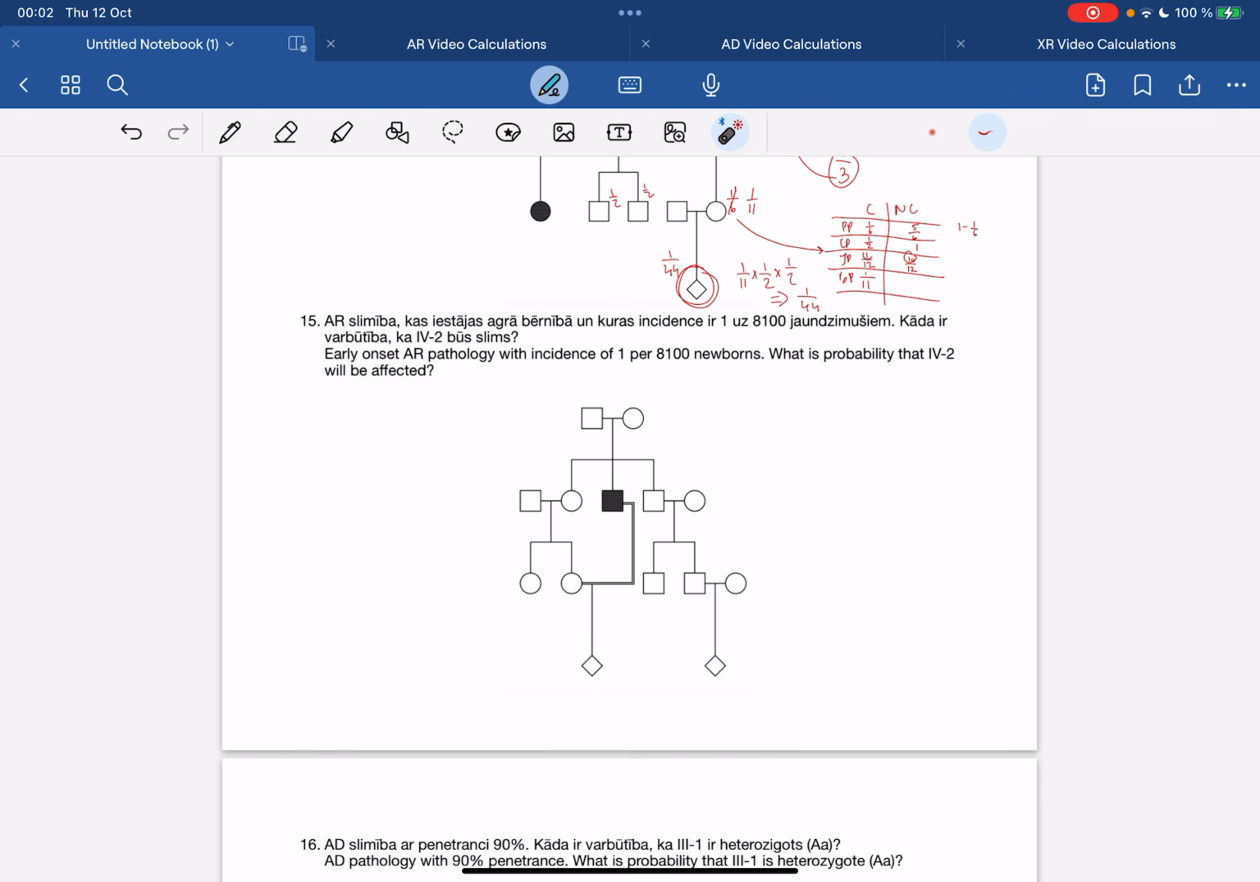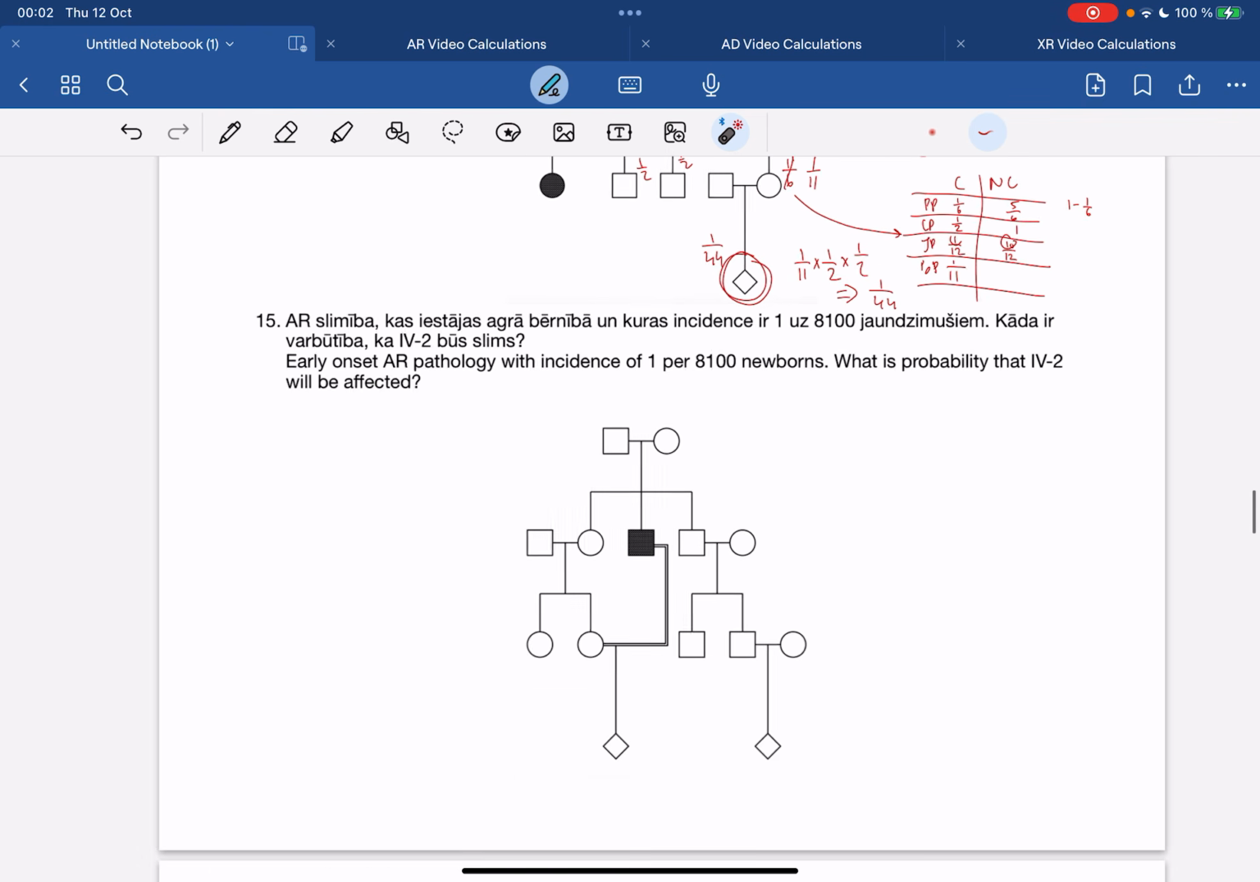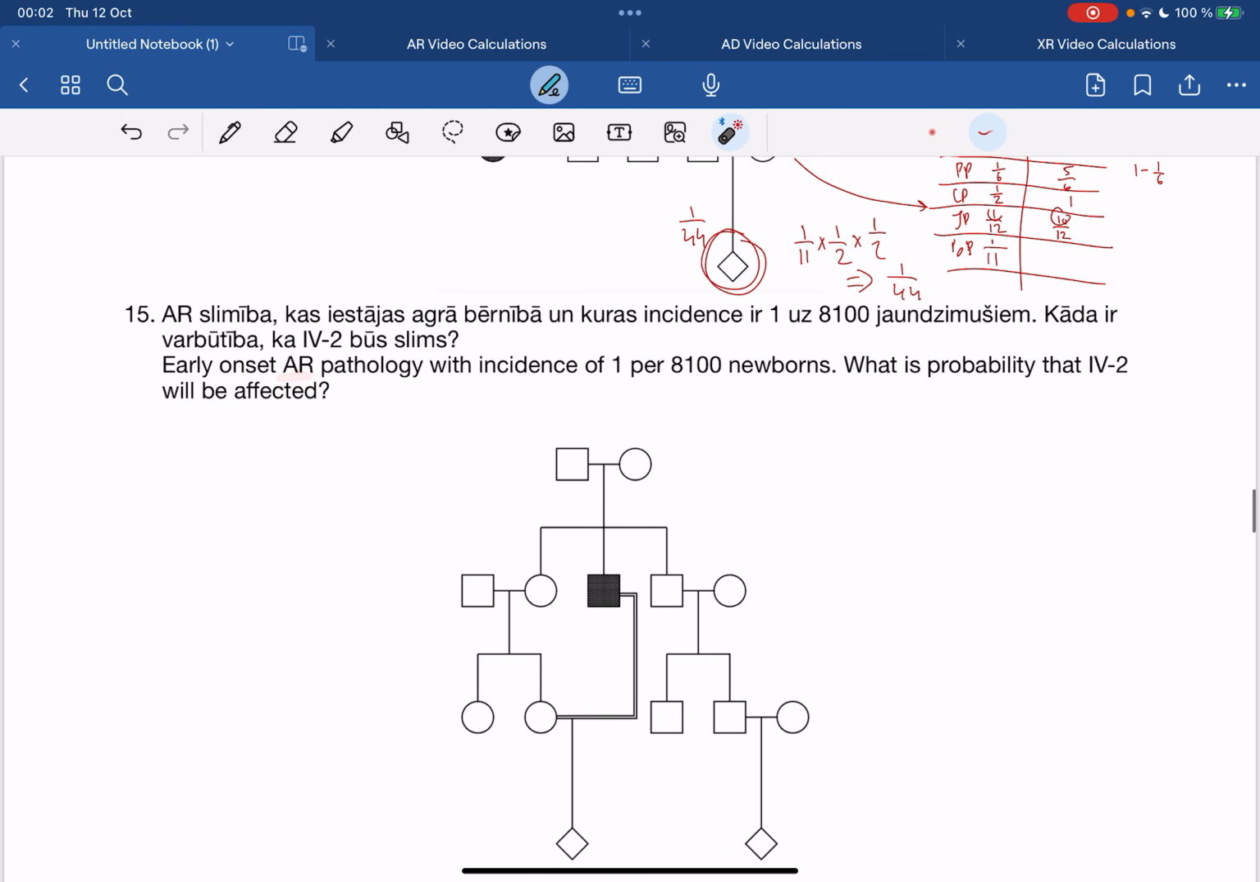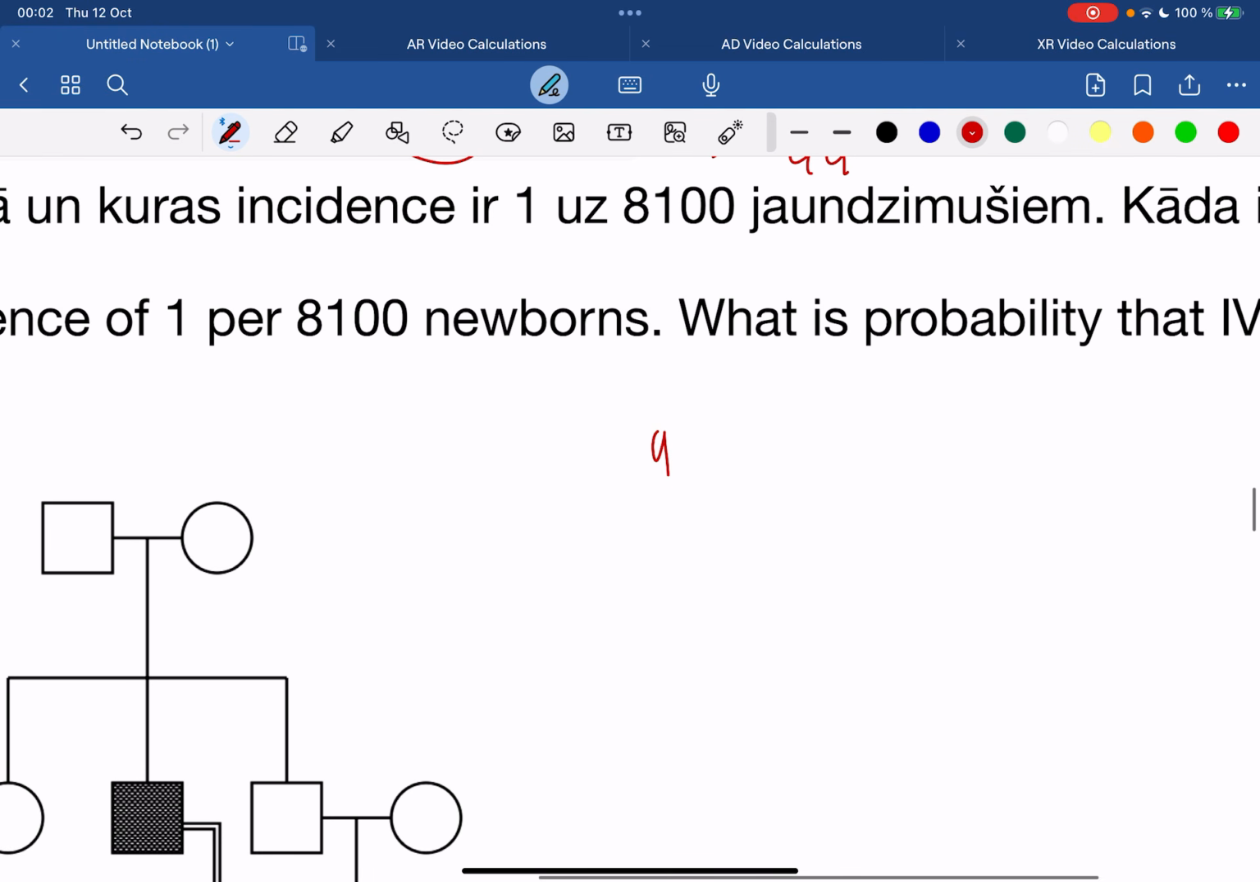I believe we already did this one, if I'm not mistaken. No, we didn't. Alright, that's good. Let's see here. Early onset AR pathology with an incidence rate of 1 per 8,100. Incidence rate means homozygous sick, so q to the power of 2 is equal to 1 divided by 8,100. So q would be equal to 1 by 90.